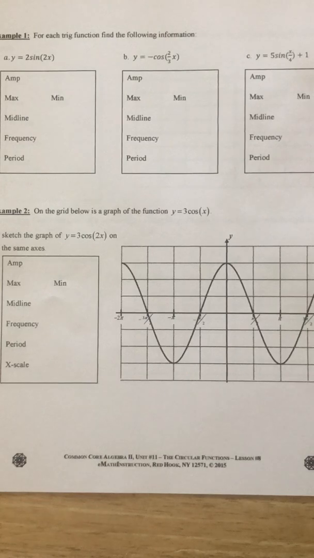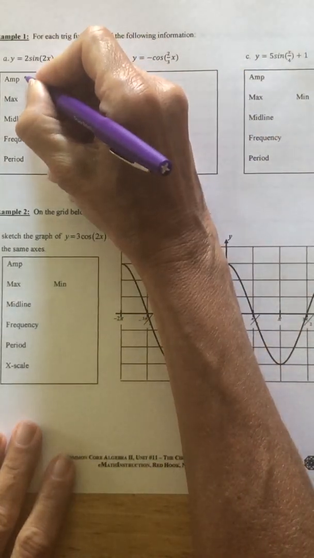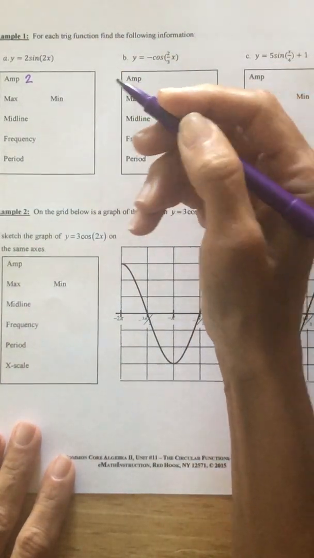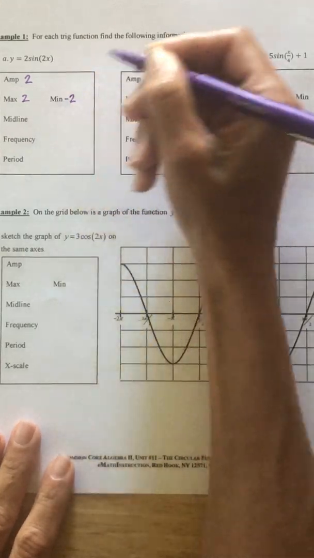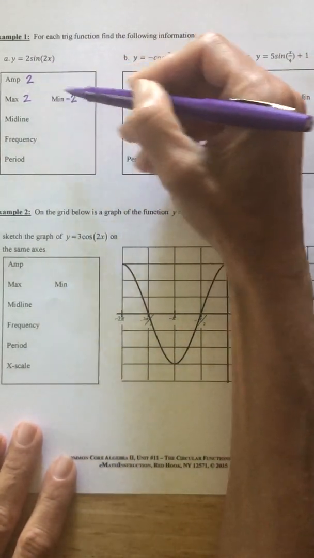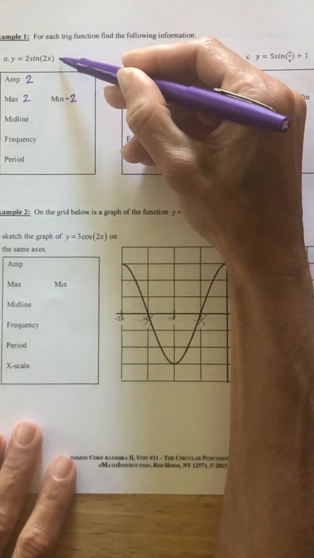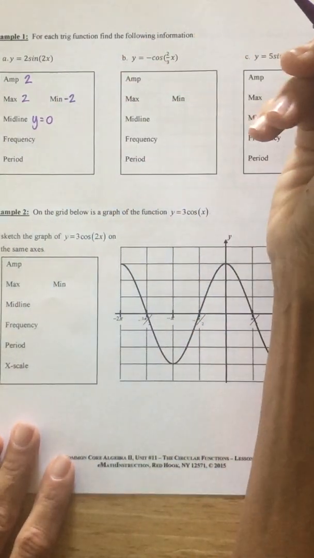Okay, so looking at example 1a, we have a sine curve, y equals 2 sine 2x. So our amplitude, remember, is going to be the absolute value of 2, which is 2. Our max is going to be a positive 2. Our min is going to be a negative 2. Now, there's no C value. So if there's no C value, my max and min stay the same. Your midline is going to be exactly what that C value is. It's 0. So y equals 0.